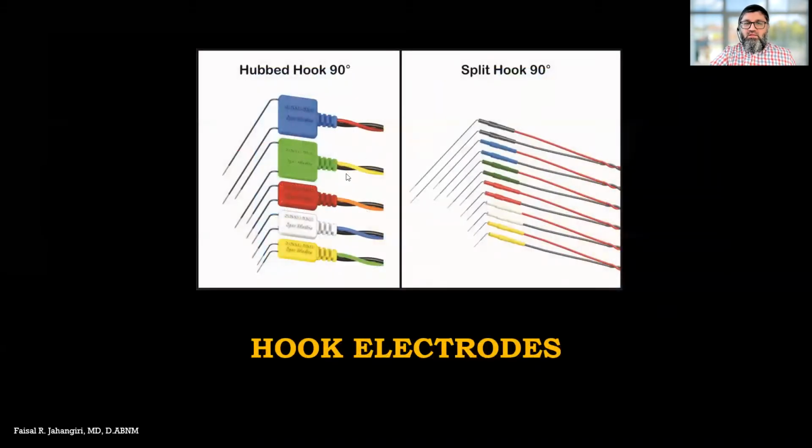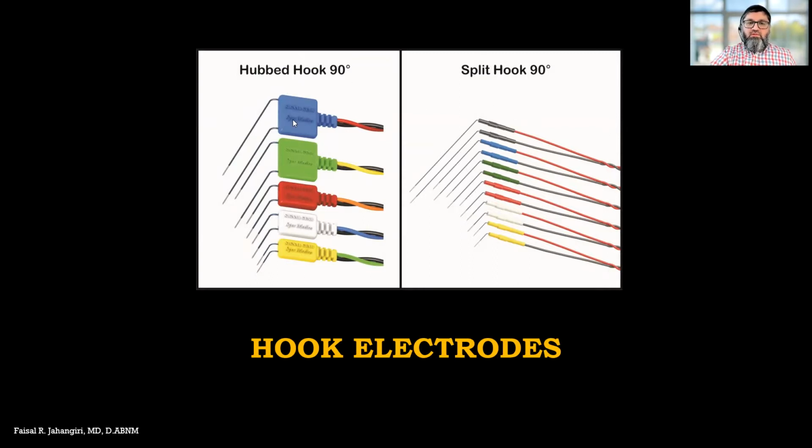Hook electrodes, these are the longer hook electrodes. We have two papers published on this one. We can use them for motor evoked potentials and sensory evoked potentials. They come in 60-degree, 30-degree and 90-degree curves, or they can be split or hubbed.